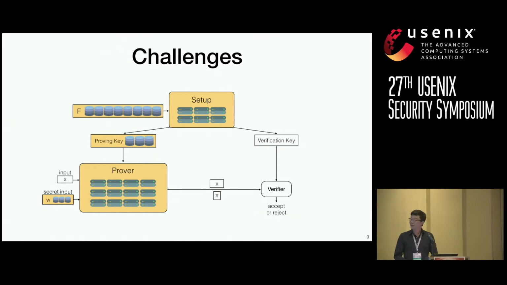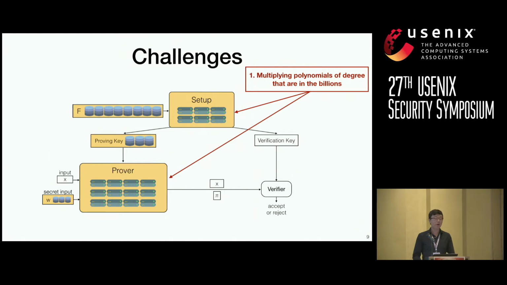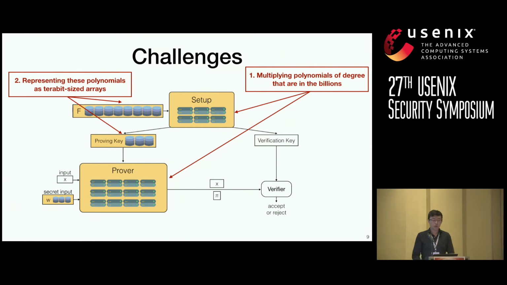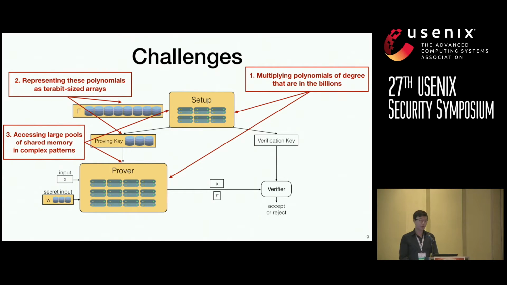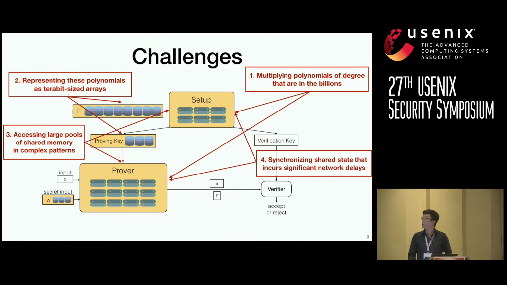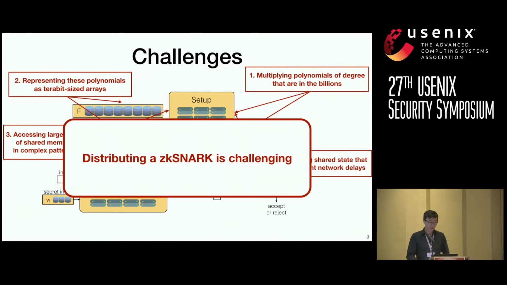This looks all right. However, it's not. There are several challenges that arise with this current setup. First, we're multiplying polynomials of degree that are now in the billions. Two, we're representing these polynomials as terabit-sized arrays. Third, we're accessing large pools of shared memory in complex access patterns. And fourth, we're synchronizing shared state that incurs significant network delays. These are fundamental challenges that we need to overcome, and so we do so in the following way.